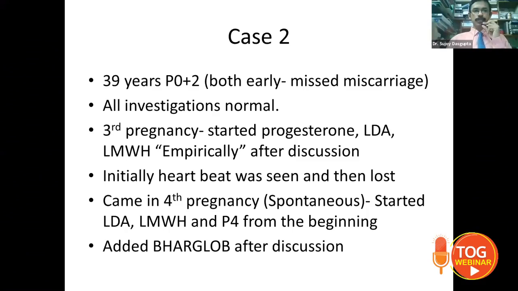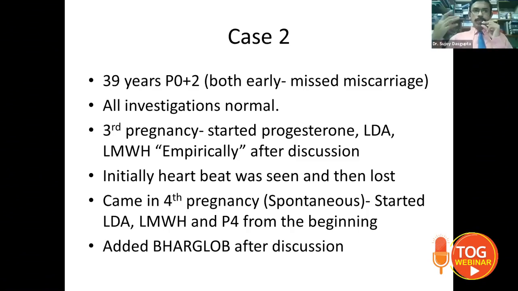I offered her that okay, you can take this progesterone, aspirin, and heparin, but we don't know how far they will be effective. In the first two pregnancies, there was no heartbeat initially, but in the third pregnancy, the heartbeat was seen, so we all were happy. But unfortunately, around 12 weeks, when she went for the Down syndrome screening, the heartbeat was lost. So she was very much disappointed.